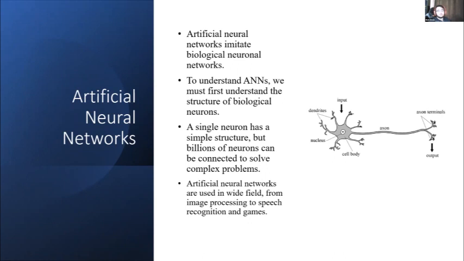Artificial neural networks are used in many fields, from image processing to speech recognition and games, of course. Although they are widely used today, this was not always so. Some of the critical reasons for their prevalence are the increase in the amount of data, the increase in processing power, of course, and the development of new algorithms.